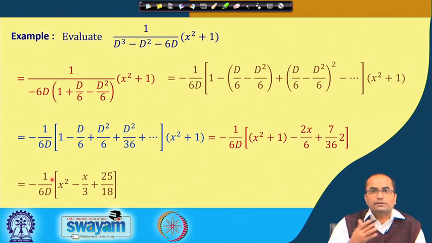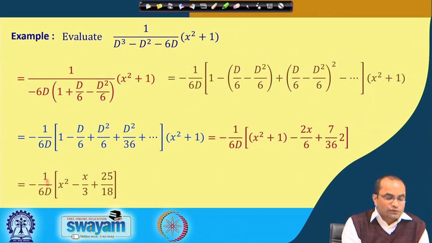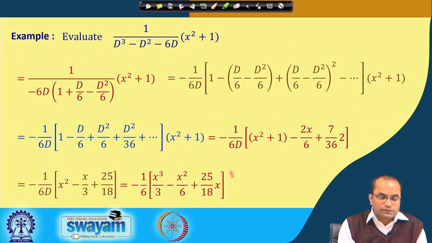1 by D means the inverse operator, so the inverse of this differential operator means simple integration. So 1 over D of this means we have to integrate once, and that will be the result for this integration.